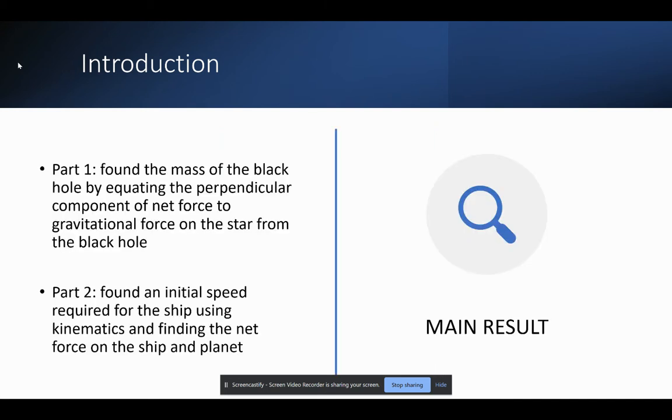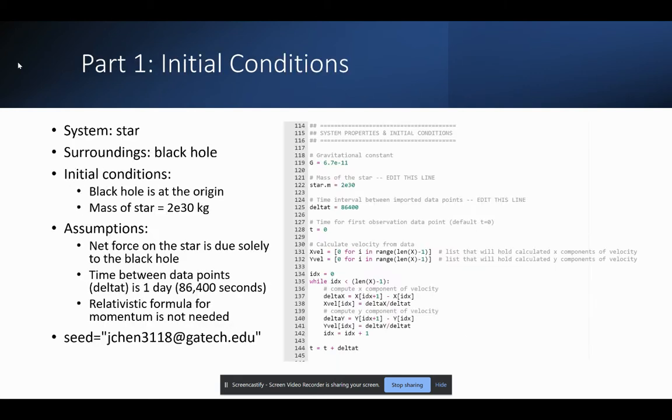As for the main results, in part 1, I found the mass of the black hole by equating the perpendicular component of net force to gravitational force on the star from the black hole. And for part 2, I found an initial speed required for the ship using kinematics and by finding the net force on the ship and on the planet.